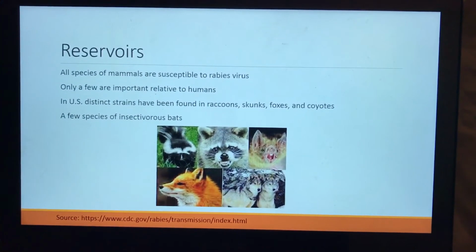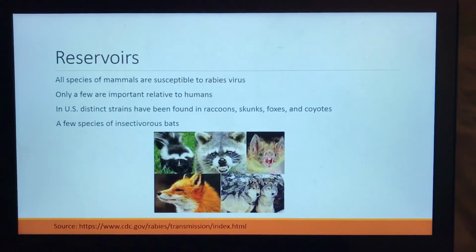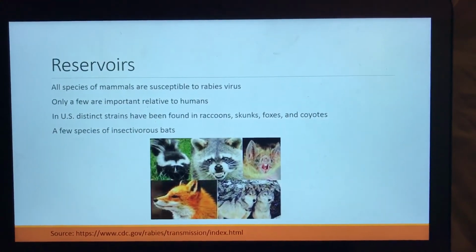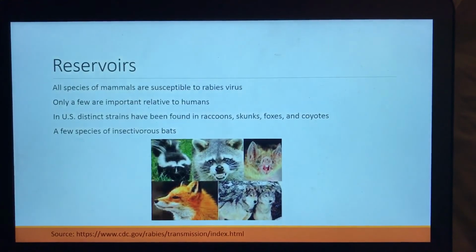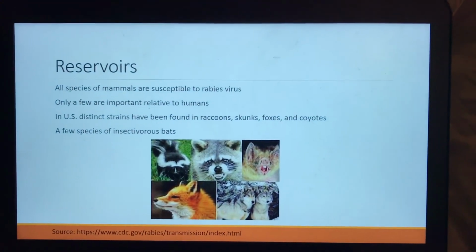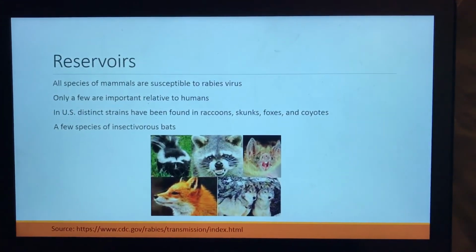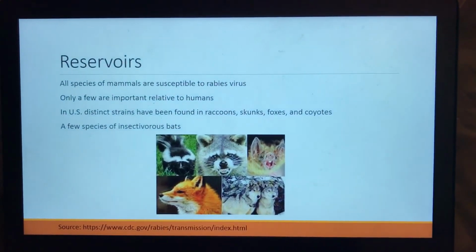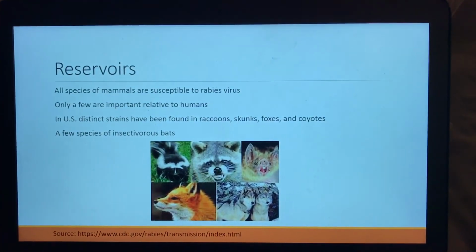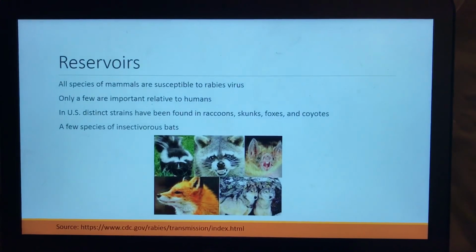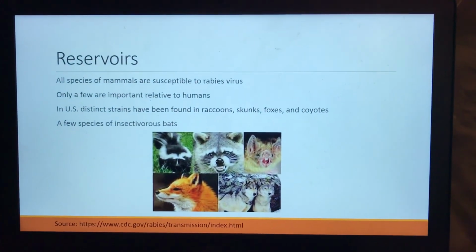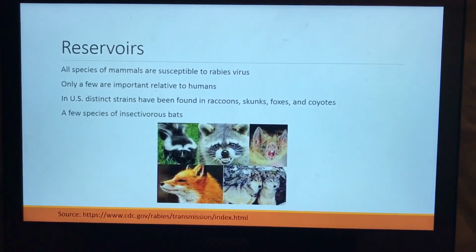The reservoirs could include all species of mammals because they are all susceptible to the rabies virus, but there are only a few that are really relevant to us humans. So in the US, the distinct strains have been found in raccoons, skunks, foxes, and coyotes, and also a few species of bats.